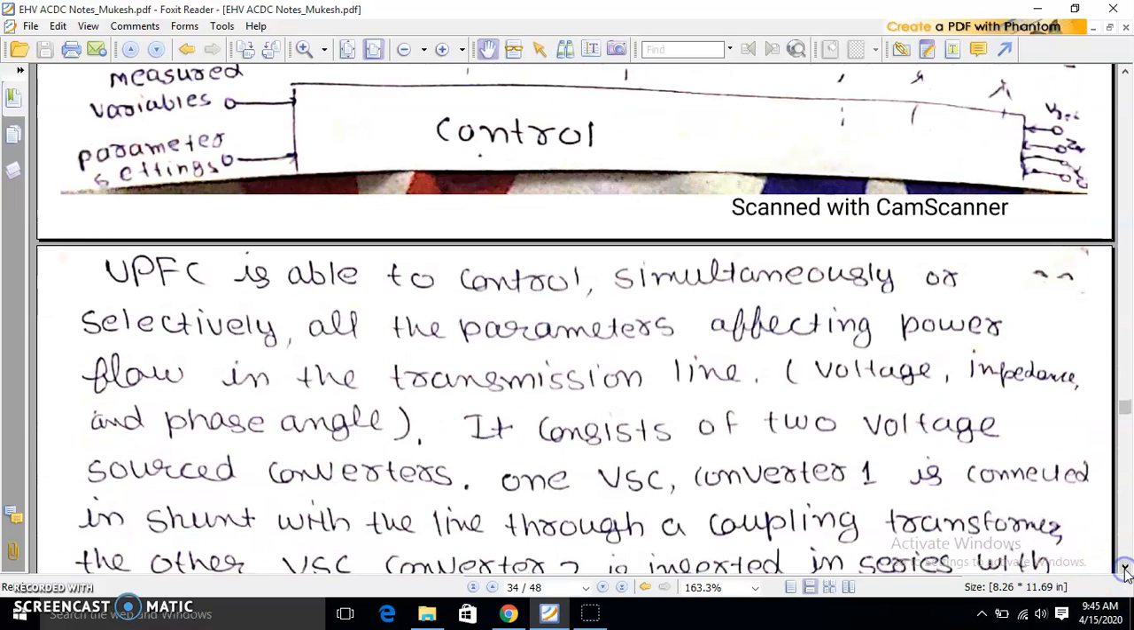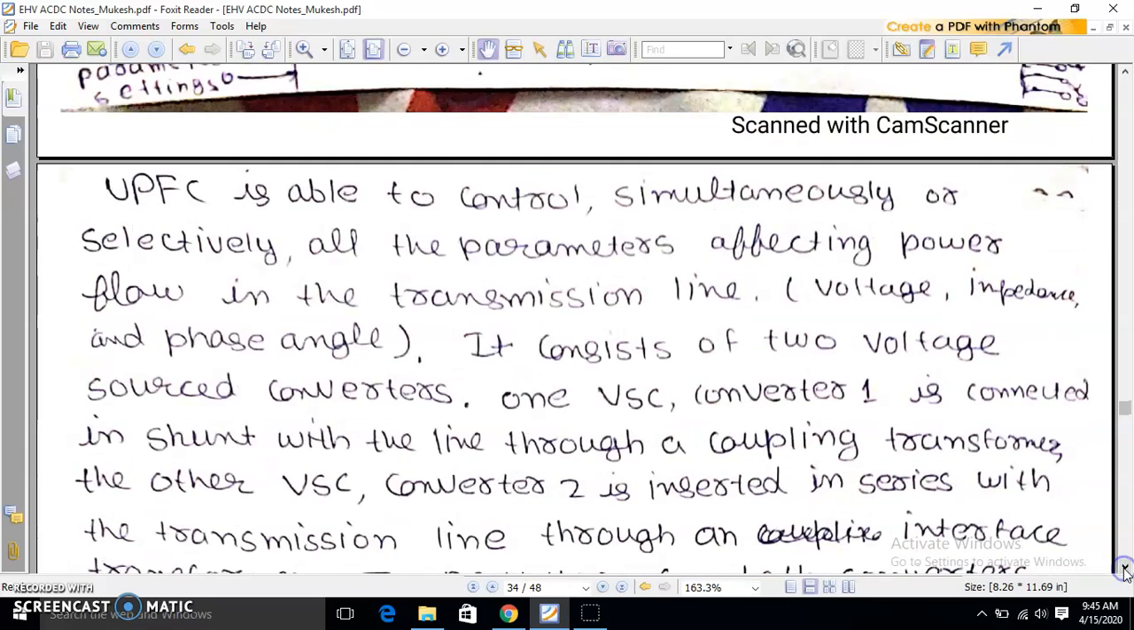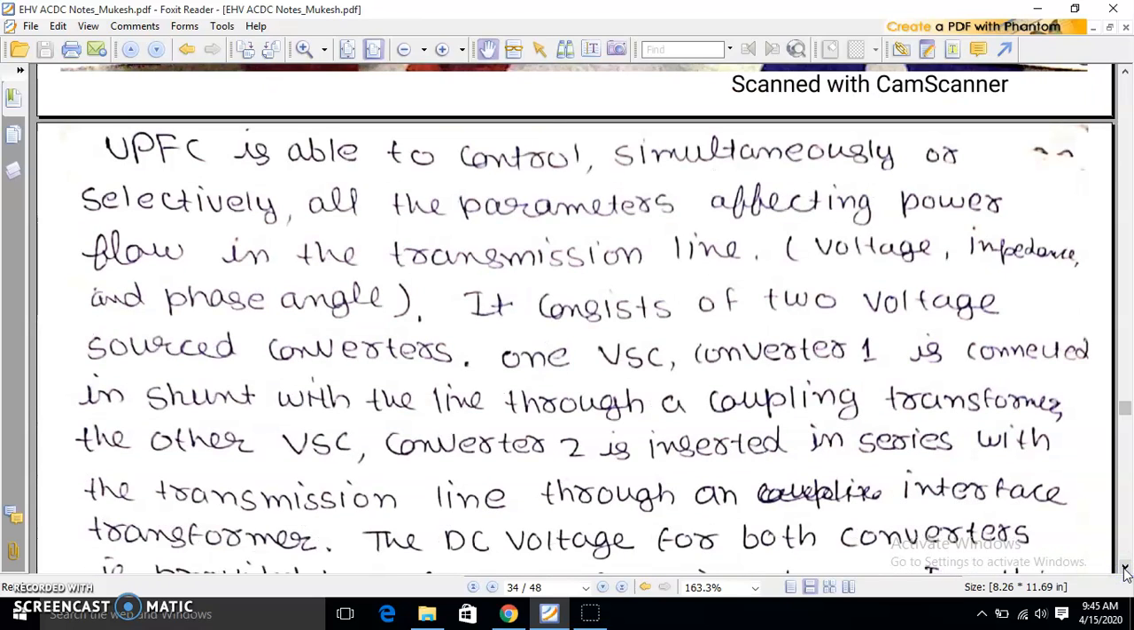The UPFC is able to control, simultaneously or selectively, all the parameters affecting power flow in the transmission line, that is voltage, impedance and phase angle. It consists of two voltage source converters. One VSC, converter 1, is connected in shunt with the line through a coupling transformer. The other VSC, converter 2, is inserted in series with the transmission line through an interface transformer.